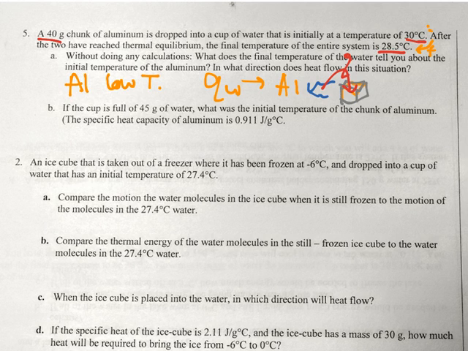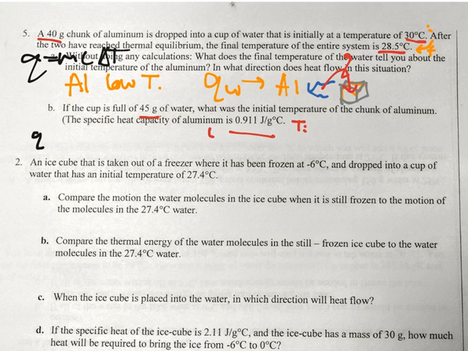Alright, then for the calculations, if the cup is full of 45 grams of water, what is the initial temperature of the chunk of aluminum? And this is our heat capacity. So we want to set up a dual equation. We have to both know how much heat the water lost, because that's going to be equal to the amount of heat the aluminum gained. So we want to do heat for our water first. So in case you're not sure, the equation is Q equals MC delta T.